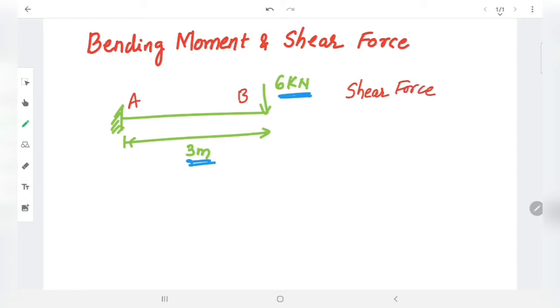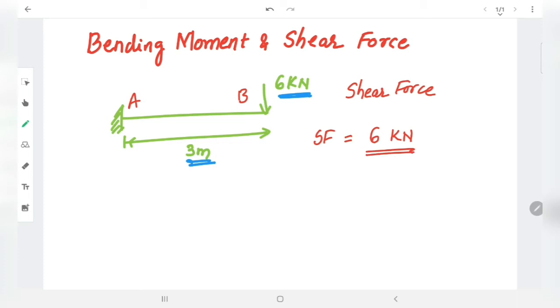Okay, as the force is in downward direction, the shear force of this beam will be equal to the total load acting, that is 6 kN. Okay, in this way we will be finding the shear force of a cantilever beam carrying a point load. It is nothing but whatever the force from A to B or B to A is there, the sum of these forces will give the shear force diagram. Here we will have only one force, so from B to A, the shear force acting on the section is 6 kN.